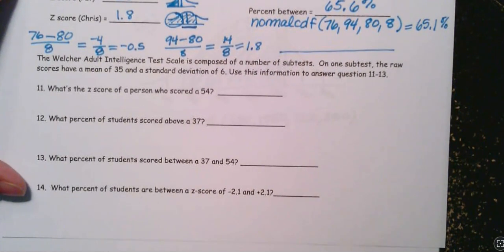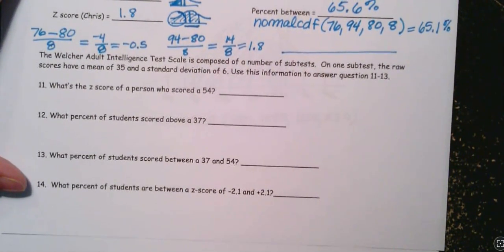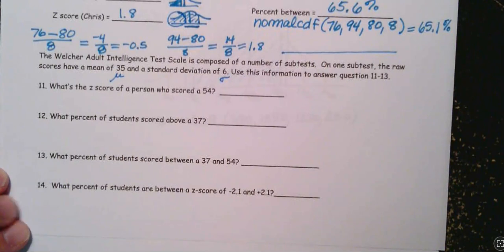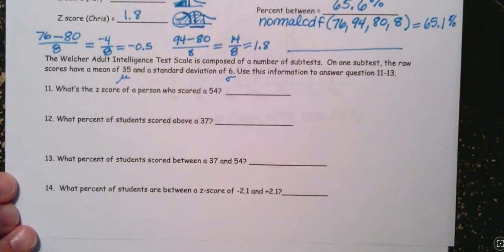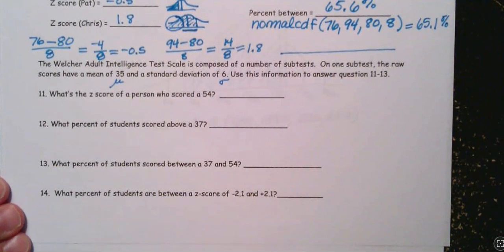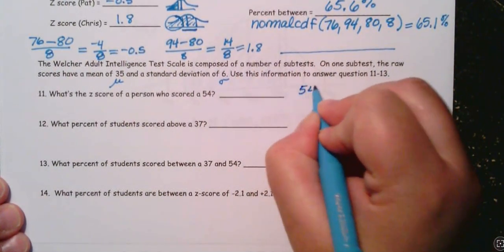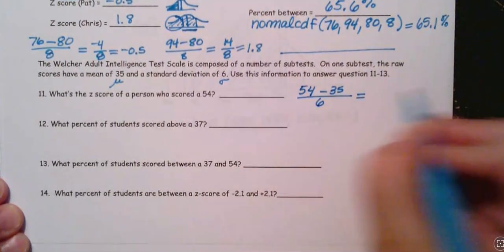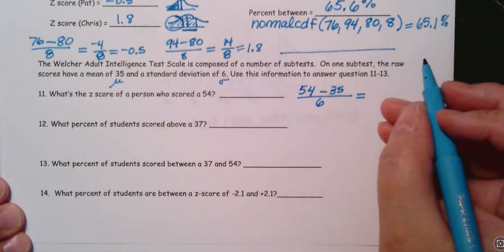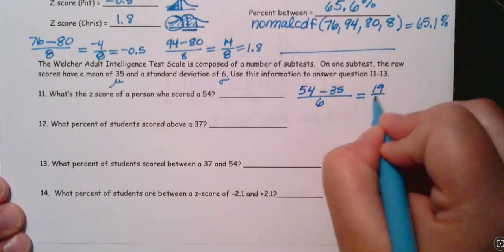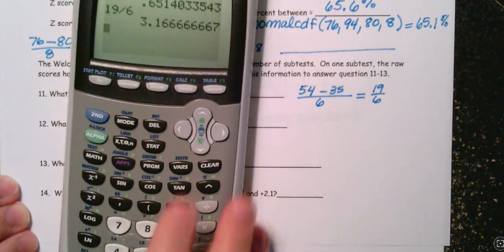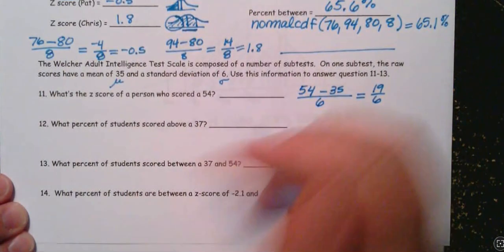All right, the Wechsler Adult Intelligence Scale is composed of a number of subtests. On one subtest, the raw scores have a mean of 35 and a standard deviation of 6. Use the information to answer these questions. What's the z-score of a person who scored a 54? That's x minus mu all divided by sigma. So that's 19 divided by 6, and we get 3.16, so let's go ahead and say 3.2.